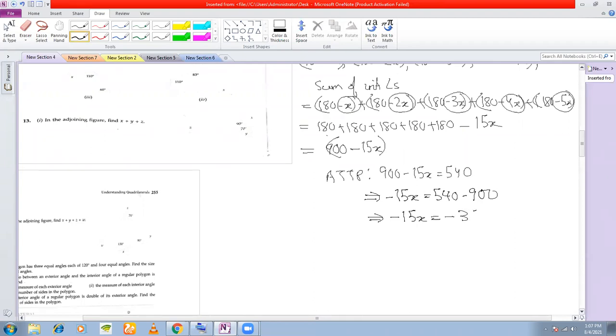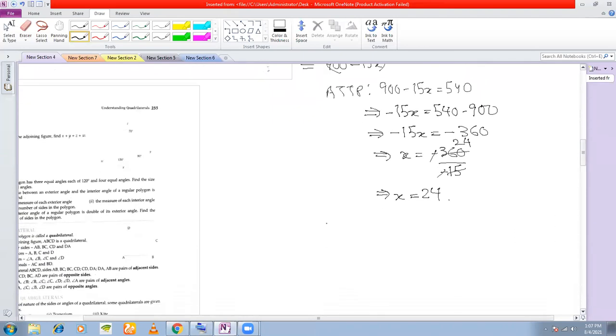Minus 360, right? So x is equal to minus 360 by minus 15. Now is it okay? Yes, sir. Now minus will cancel. 15 2s are 30 and 15 4s are 60, I think. So this will be equal to 24. So the value of x you have got.